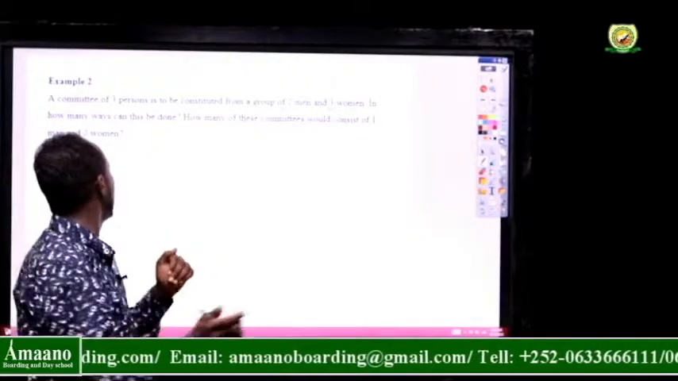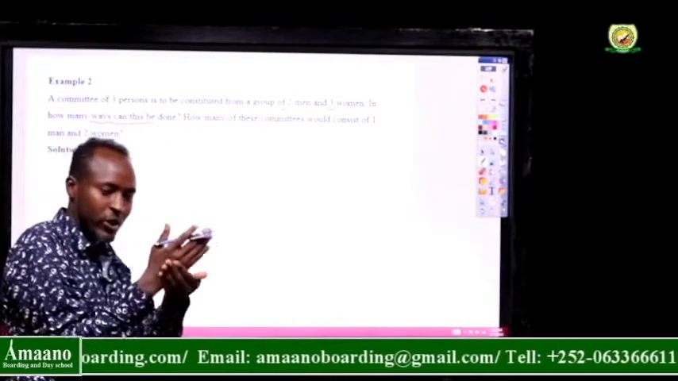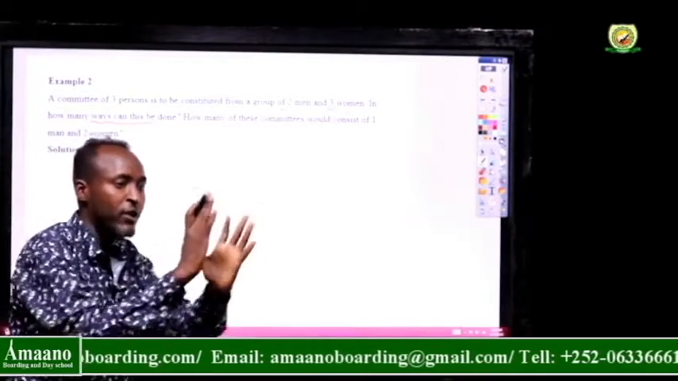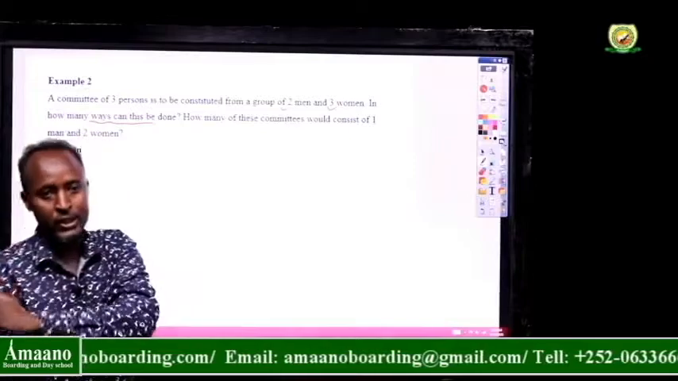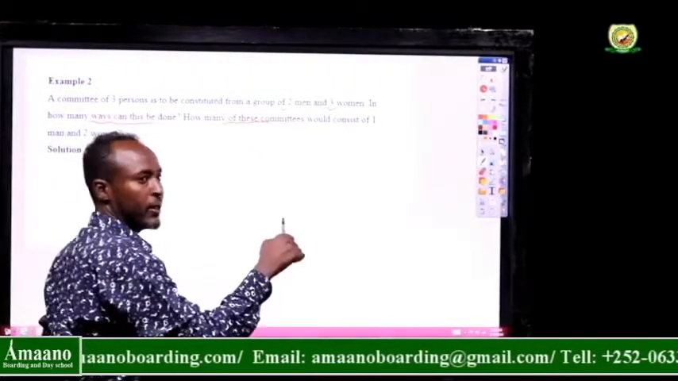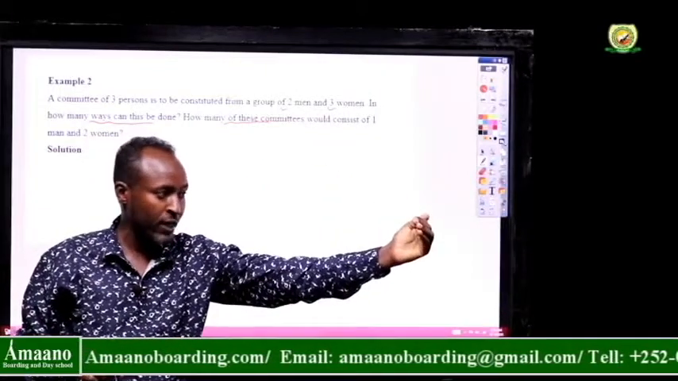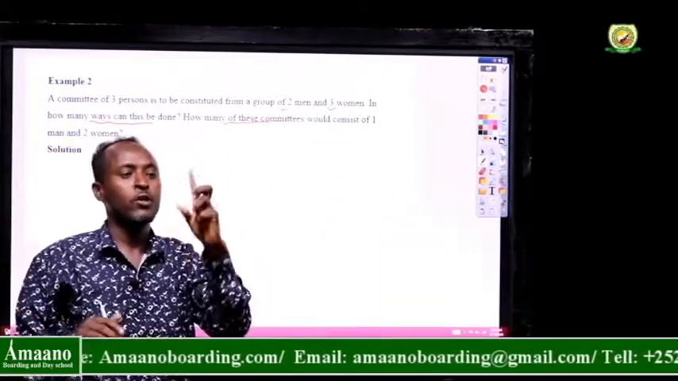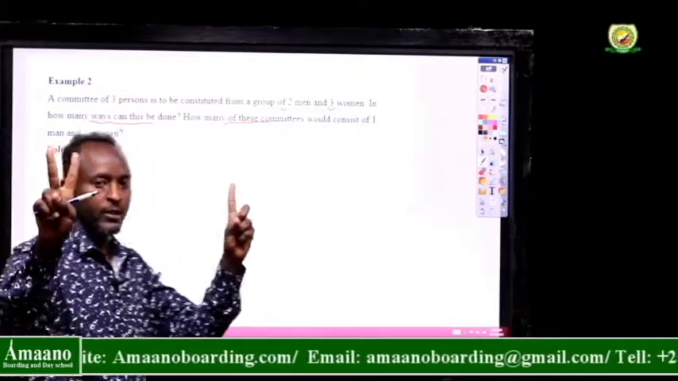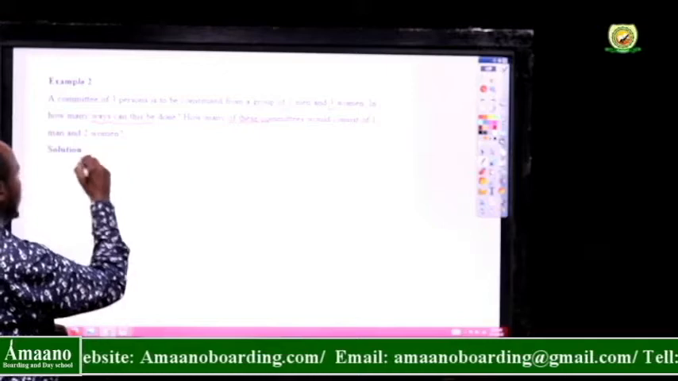Then you are asked another question: how many of these committees will consist of 1 man and 2 women? It means that in the first question, there is no restriction. You have 5 people and you want to select 3 each time. But in the next question, there is a restriction. The 3 people that we are supposed to select from the 5 should consist of 1 man and 2 women. Okay, let us do the first one.